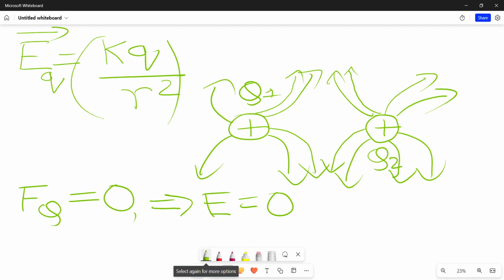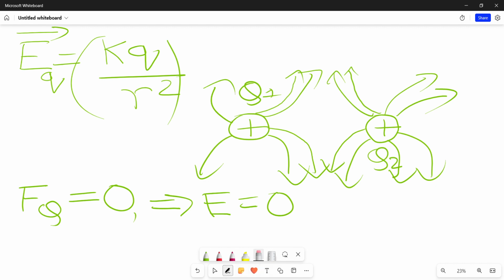So there must be some region over here where the E field is 0. And at that point, let's say the E field is 0 here. If I place a third charge, a test charge, be it positive or negative, it will experience 0 force because the vectors cancel out. That's the beauty of this.